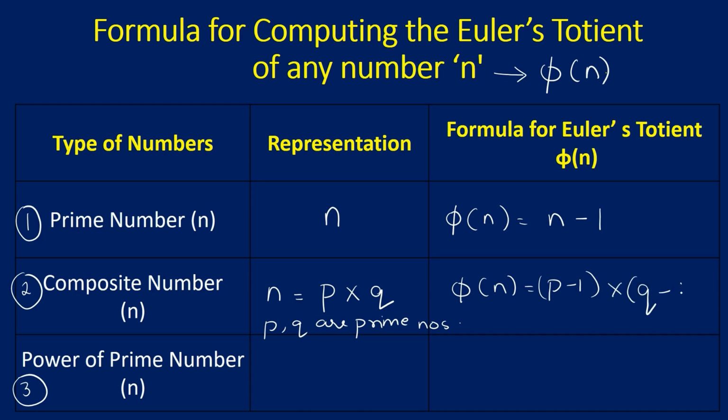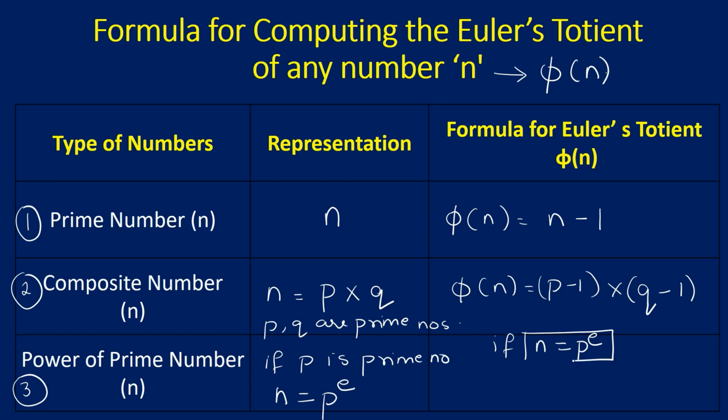Now, what do you mean by power of a prime number? So, if P is a prime number, then n is a power of a prime number, so P raised to the power of e. So if n is represented as a power of a prime number, that is p raised to the power of e, in that case the Euler Totient is computed by the formula p raised to e minus p raised to e minus 1.